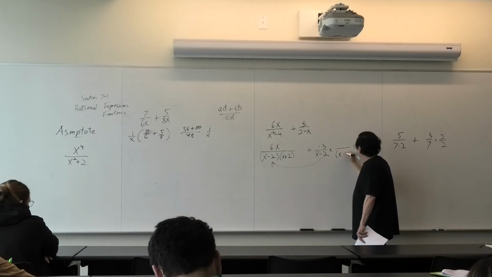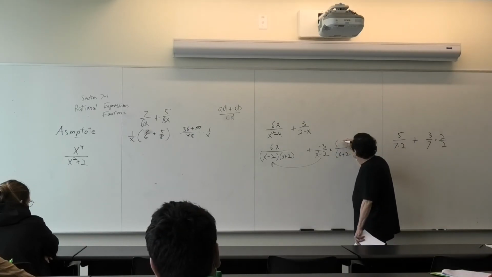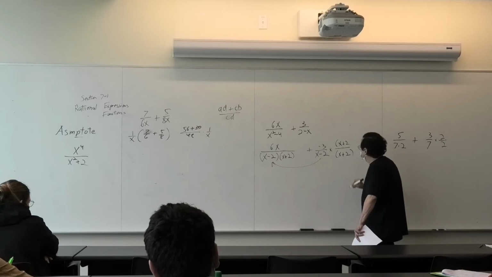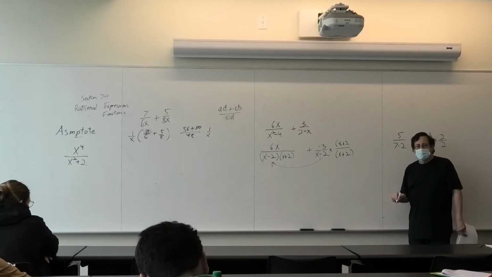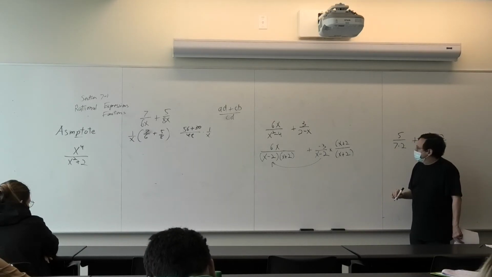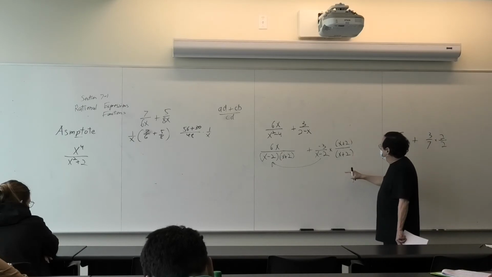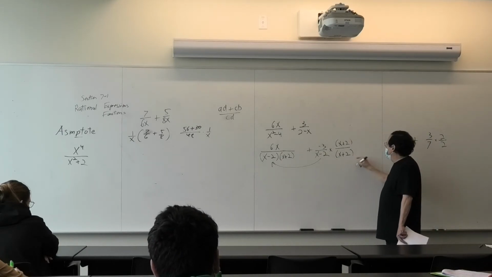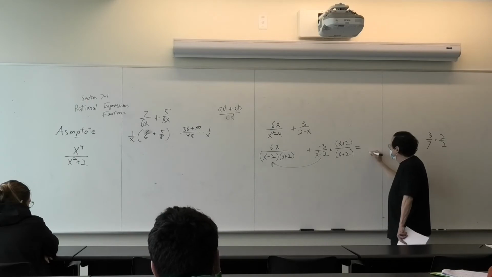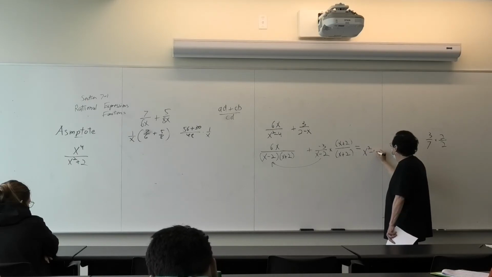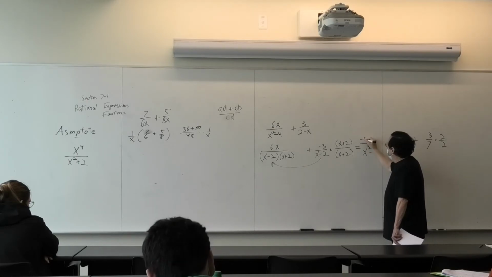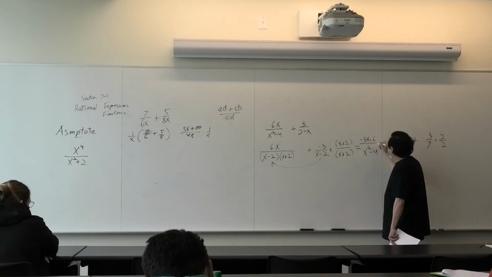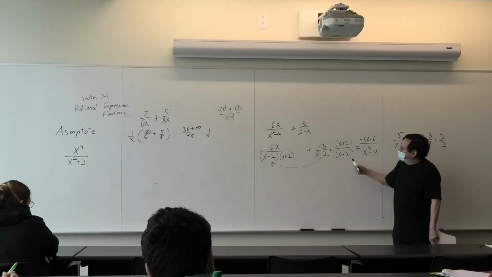x plus 2, x plus 2, right? Okay, well, how does that turn out? x minus 2 times x plus 2, that's our pattern. So that's x squared minus 4. Now we have minus 3x minus 6. And we're done.